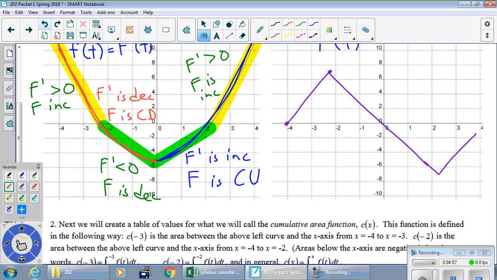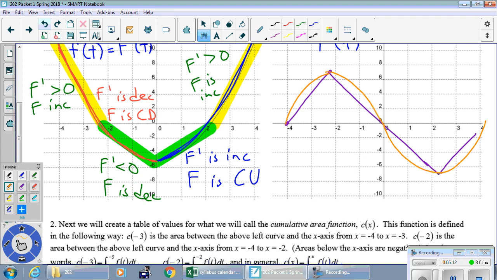So we need to be concave down in the beginning. So here to here, concave down. And it continues to be concave down until we get to the axis. And now it needs to be concave up, but still decreasing until we get to the bottom here. And then it needs to be concave up and increasing the rest of the way.